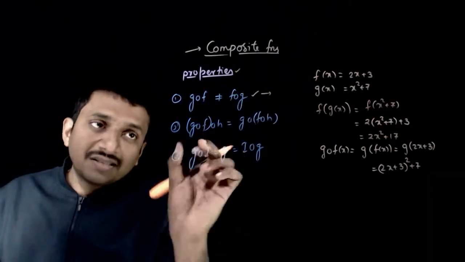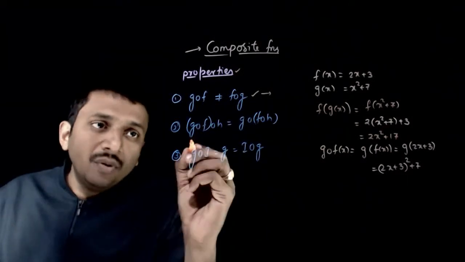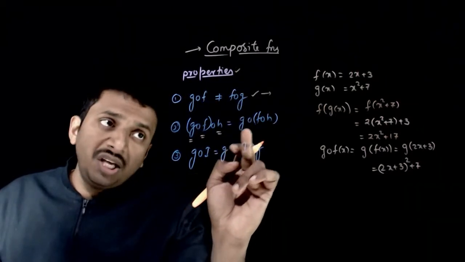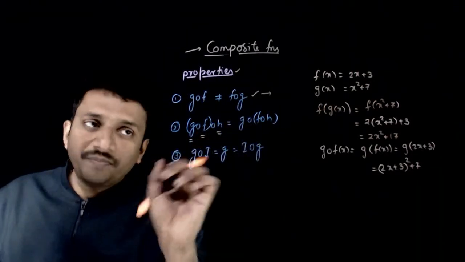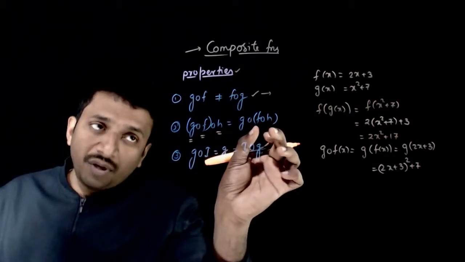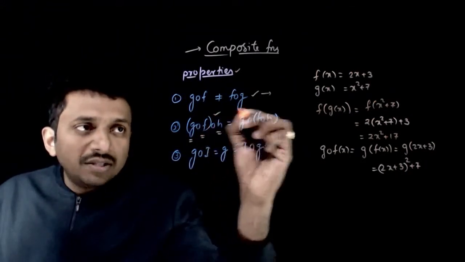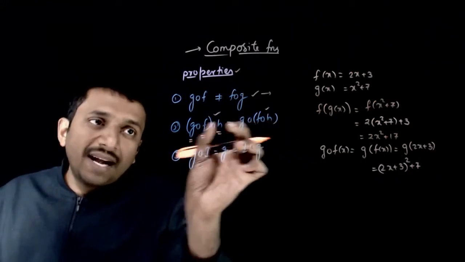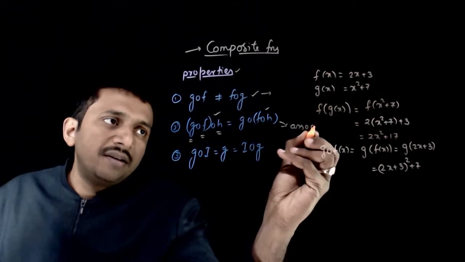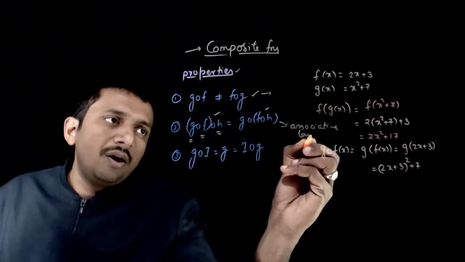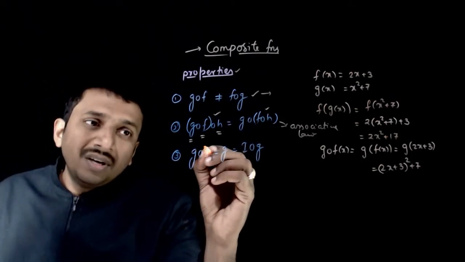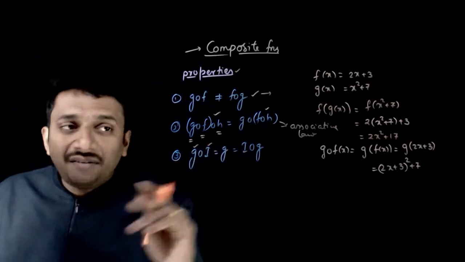The second property is that the associative law is valid. That is, if you don't change the order of the functions, GOF OH is the same as GO FOH, whatever bracket you put. So first you calculate GOF and composite with H, or first you calculate FOH and composite with G. As long as you don't change the order of the functions, bracket placement does not really make a difference. That is, the associative law is valid.